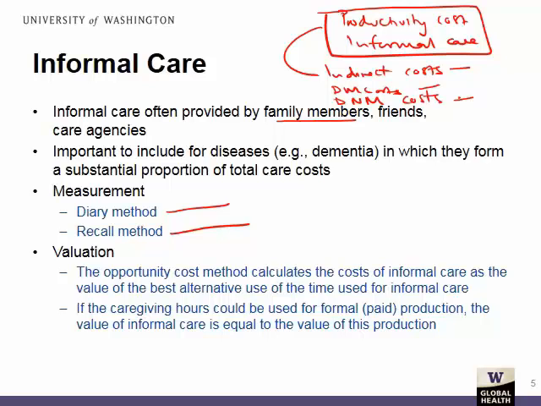And with regard to valuation of informal care, you can use the opportunity cost method, which calculates the cost of informal care as the value of the best alternative use of people's time, which would mean maybe they lose leisure time or they lose work, and you need to put an estimate on that. And if the caregiving hours could be used for formal paid production, then the value of informal care is equal to the value of this production, which is what I refer to here as work.